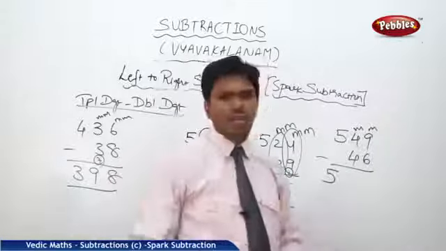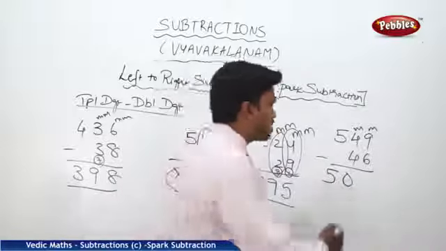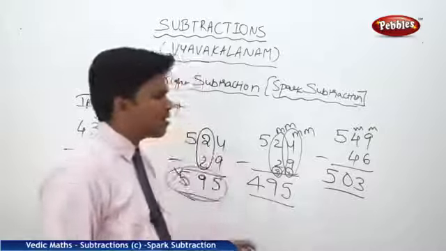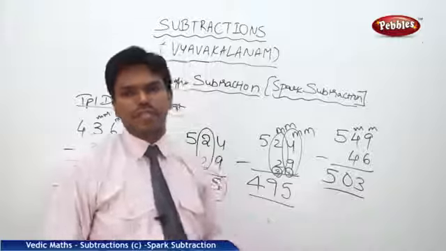Now 4 minus 4, directly we can subtract. Why? Because it is match. You will get 0, and 9 minus 6, 3. So the answer is 503. So like that we can do the match and mismatch method for triple digit minus double digit numbers.